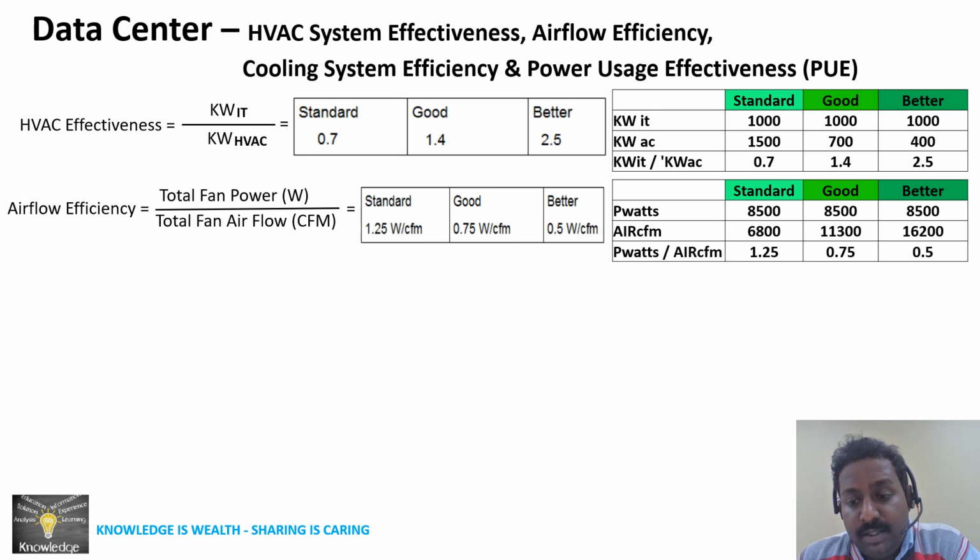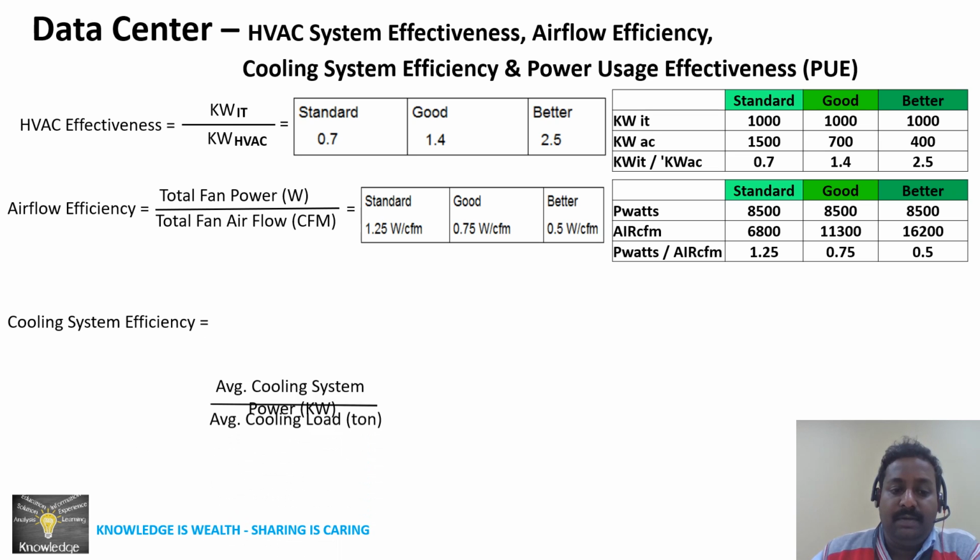If the same 8.5 kilowatt is EC fan motors delivering 16,200 CFM, that is better. Energy is optimized. And with the same 8.5 kilowatt, if you require only 6,000 CFM, it can operate at only half the speed and consume less energy. So that's what the standard, good and better categories are in airflow efficiency.